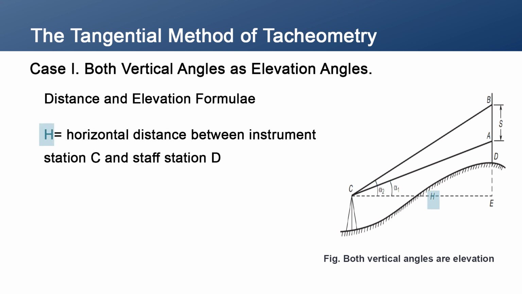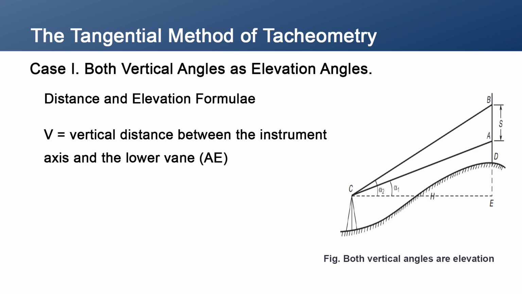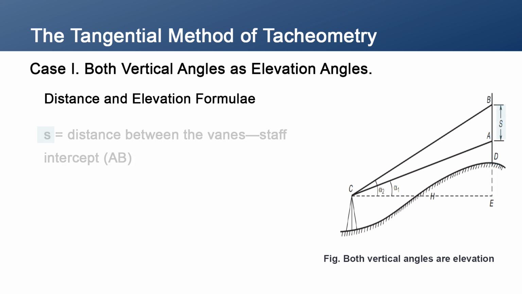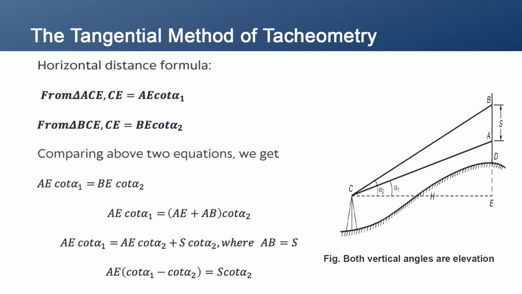And h is the horizontal distance between the instrument station C and the staff station D, and v the vertical distance between the instrument axis and the lower vane, capital AE. Here S is the distance between the vanes, that is the staff intercept capital AB. Now, our goal is to find two things: the horizontal distance between the instrument at point C and the staff at point D, which we will call capital H, and next the elevation. Now, let us first look into the horizontal distance formula.